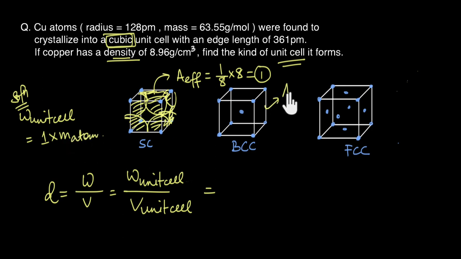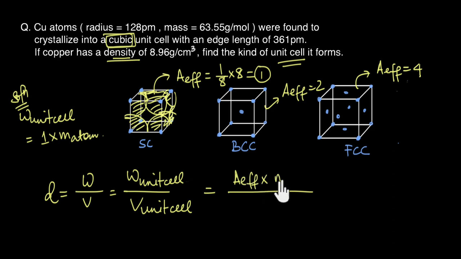Similarly, A effective of a BCC unit cell is equal to 2. So we can think of this unit cell as effectively having 2 atoms inside it. So its weight will be equal to 2 times the mass of the atom that make up this unit cell. Similarly, for FCC, the A effective is equal to 4. So the weight of an FCC unit cell will be 4 times the mass of the atom that makes up this unit cell. So the weight of any unit cell can be written as A effective multiplied by the mass of an atom that makes up the unit cell.